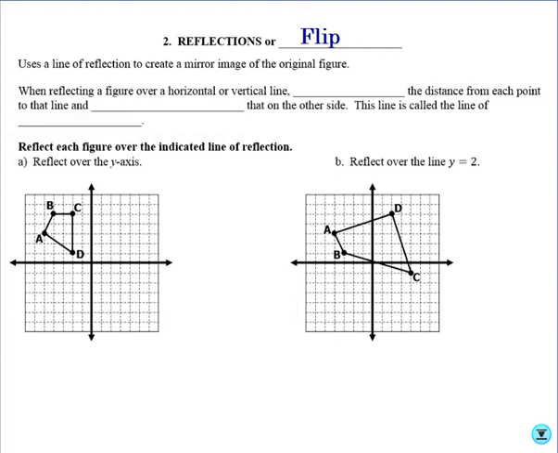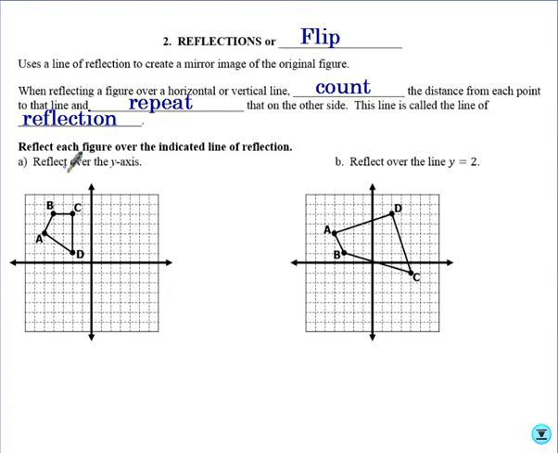And so when we're reflecting any image over a horizontal or vertical line, we can basically count the distance that each point is from that line and then repeat that on the other side, almost like symmetry. Whatever we do on one side, we do to the other. The line that we reflect over is called the line of reflection. So let's take a look at some examples here.